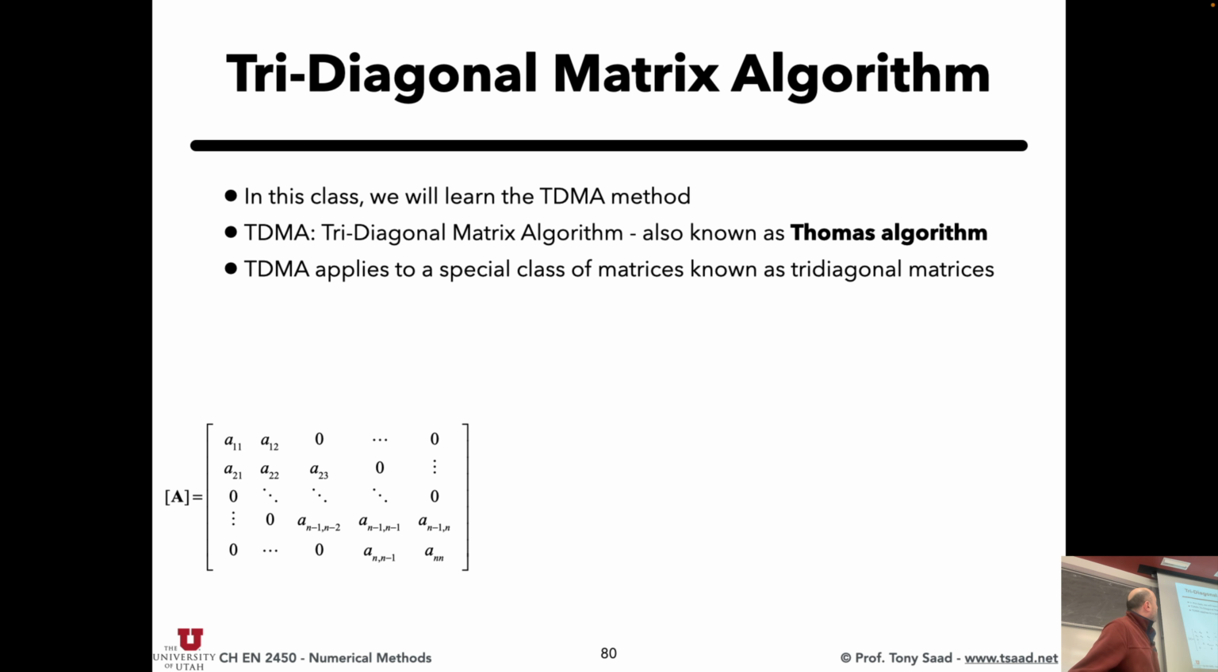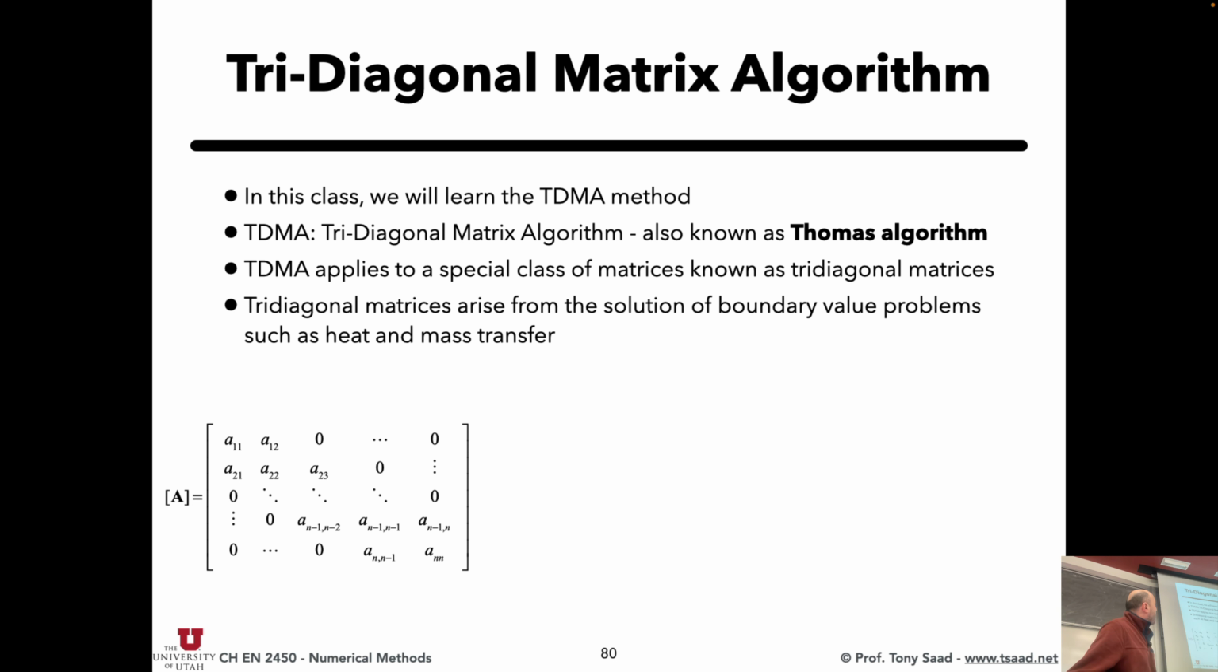Like I said, it's also known as the Thomas algorithm, and the TDMA applies to tridiagonal matrices. We know that. Those matrices arise from the solution of boundary value problems, heat and mass transfer, but mostly 1D problems. It's rare to have a tridiagonal matrix in 2D and 3D. In 2D and 3D, you get pentadiagonal and higher diagonal matrices, and there are no straightforward algorithms for those, unfortunately.